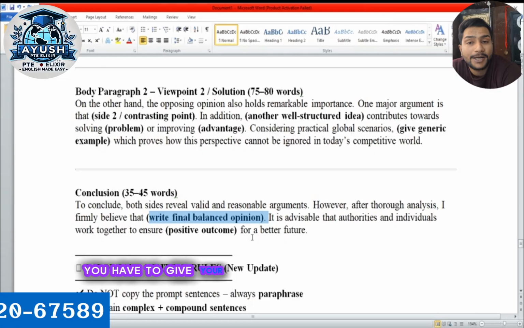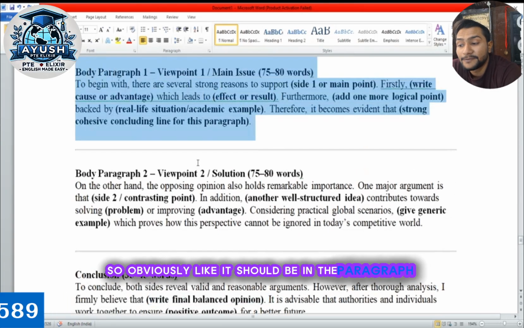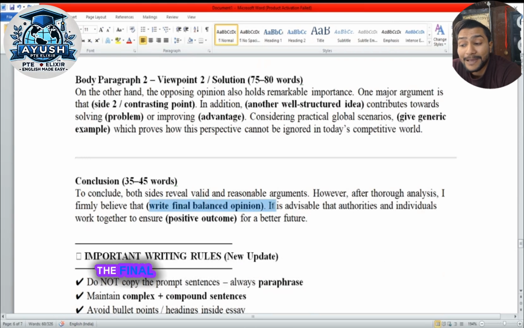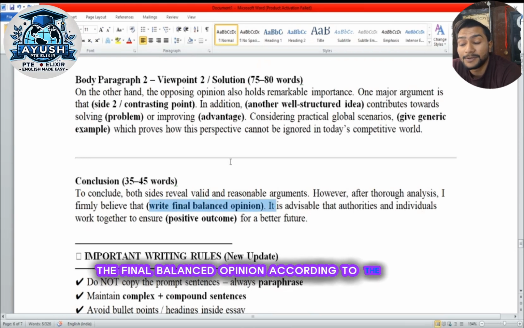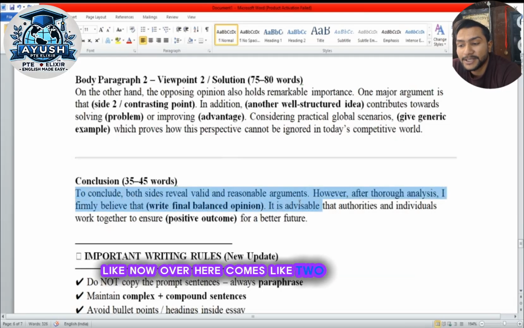Like you have to give your idea, because they are asking you. So obviously it should be in paragraph 1. So you should be writing the final balanced opinion, according to you. So it is advisable, and now over here come 2 lines basically.